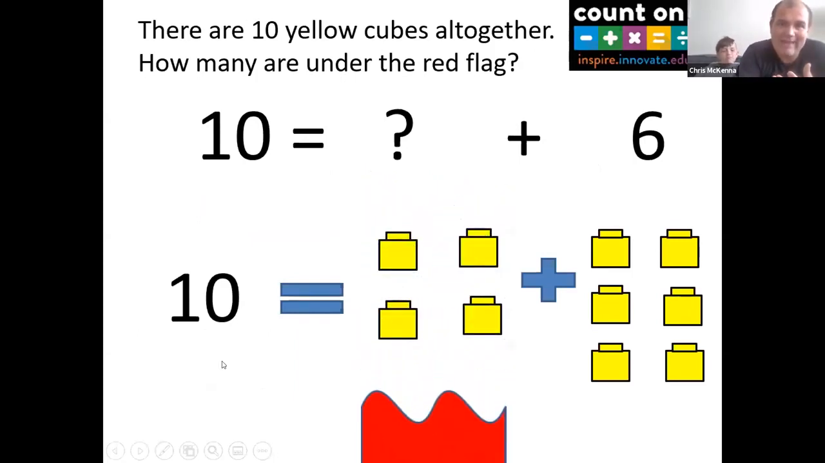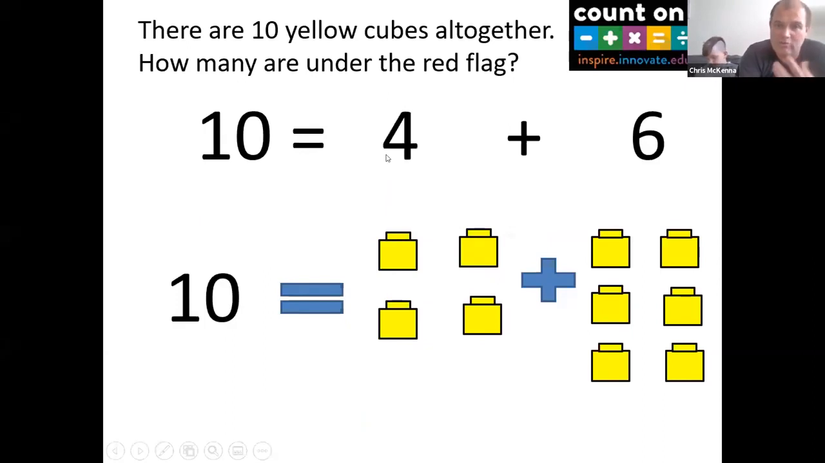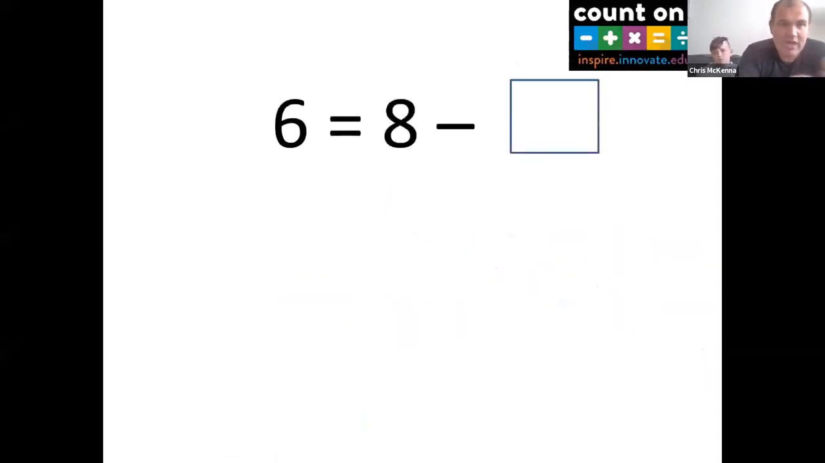Good. So again, this is algebra you're doing. You might not know it's algebra, but you're working out the missing number. So the missing number here, the question mark, is 4. So that is algebra down at the basic level. Here's another algebraic question, but it's just filling in the missing number. So this is how algebra starts. It's just filling in the missing number.